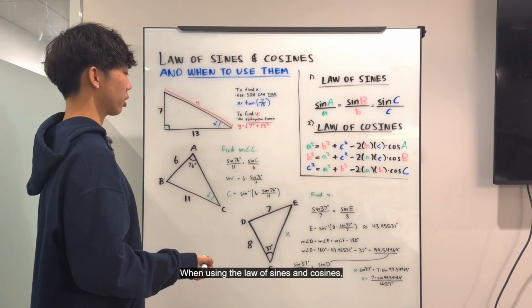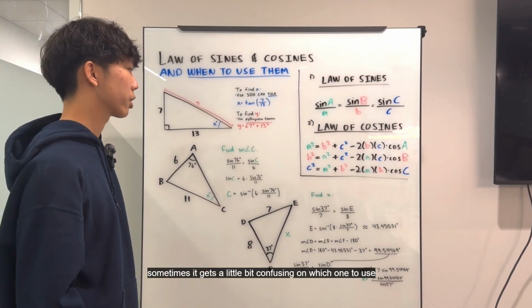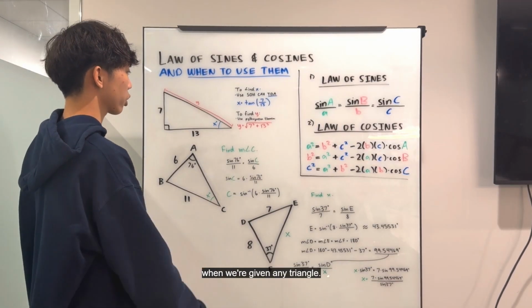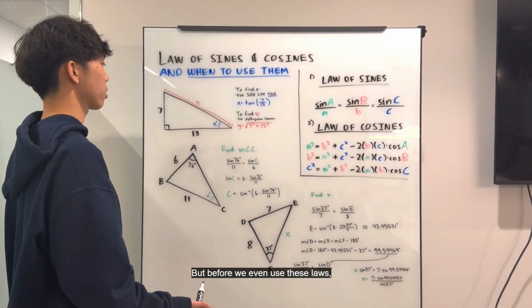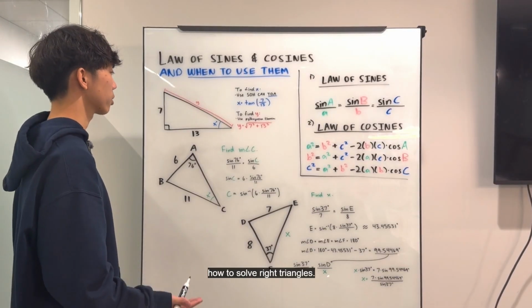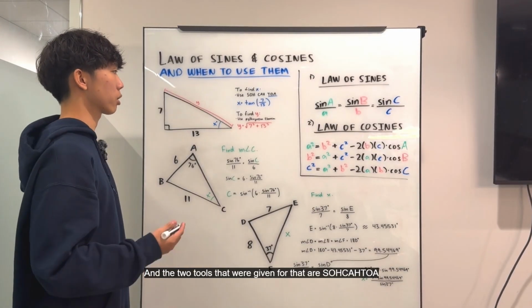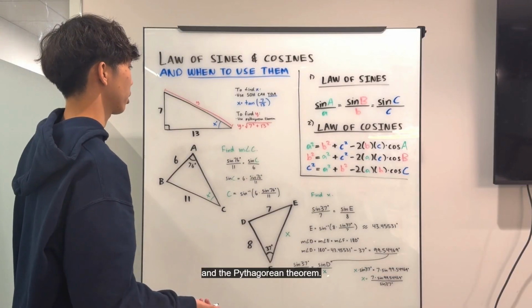When using the law of sines and cosines, sometimes it gets a little bit confusing which one to use when we're given any triangle. But before we even use these laws, we should know how to solve right triangles. And the two tools that we're given for that are SOHCAHTOA and the Pythagorean theorem.